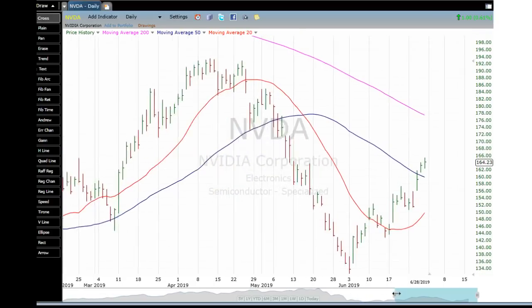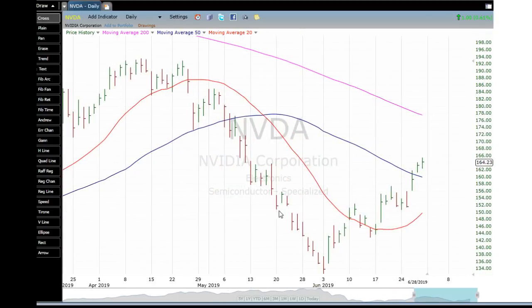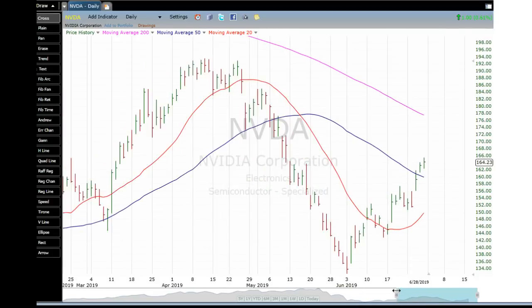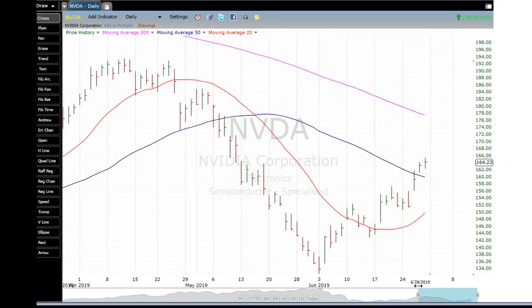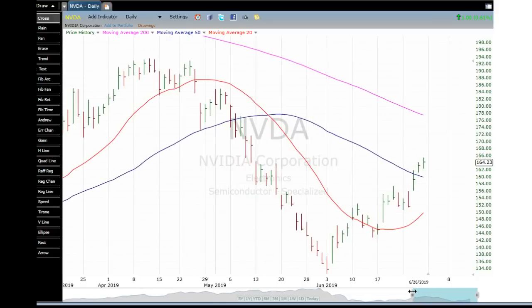And here's the pattern I'm looking at. So Nvidia tops back here. Actually, I think it even topped earlier than that. But the 3-day chart is down. You can see 3 consecutive lower daily lows.